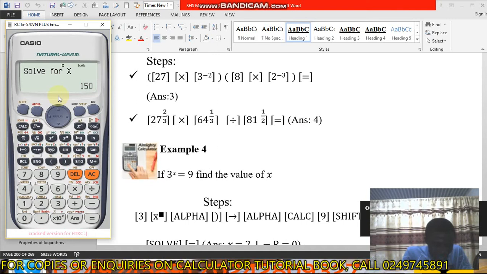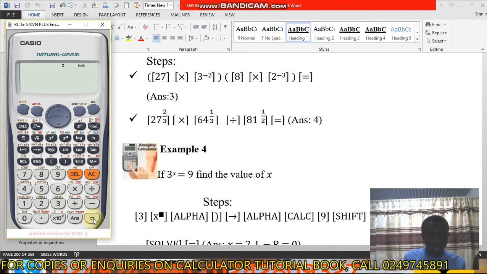Now, whenever you see solve for x, don't be deceived. That is not the answer. Solve for x is not the answer. It is coming there just to deceive you. Just come and press the main equal to sign again to expect your main value of x.